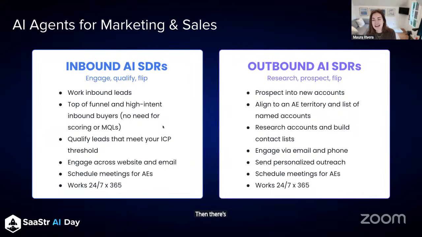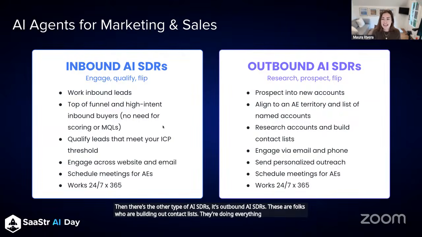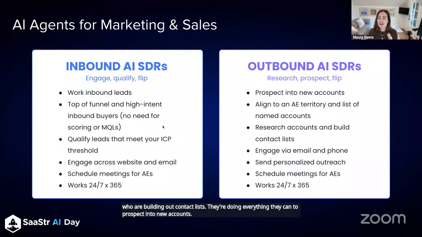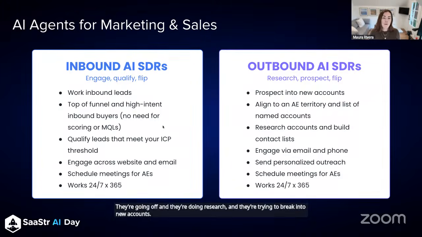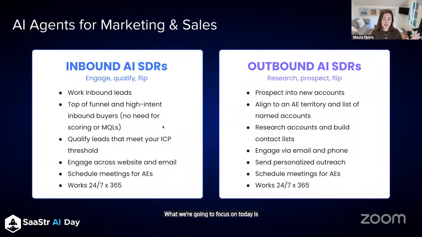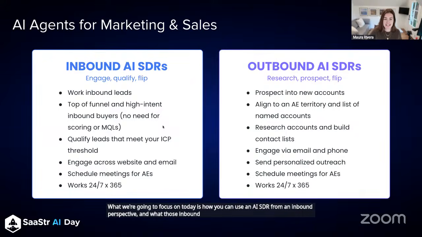Then there's the other type, outbound AI SDRs. These are folks who are building out contact lists. They're doing everything they can to prospect into new accounts. They're going off and doing research and trying to break into new accounts. What we're going to focus on today is how you can use an AI SDR from an inbound perspective and what those inbound use cases are.